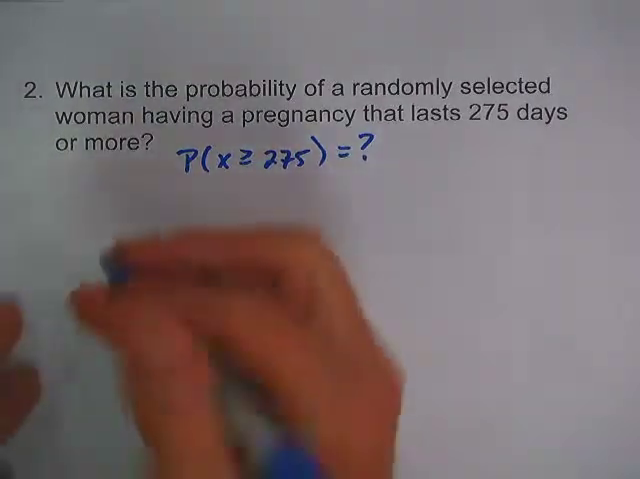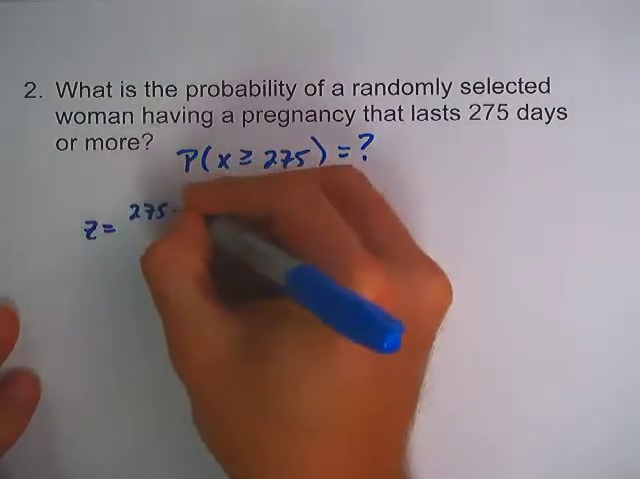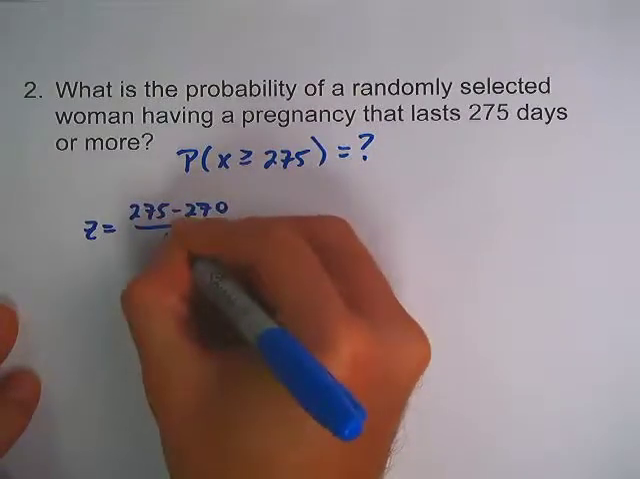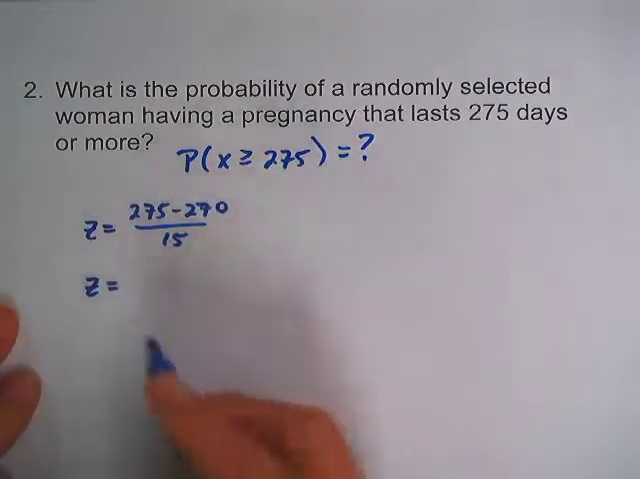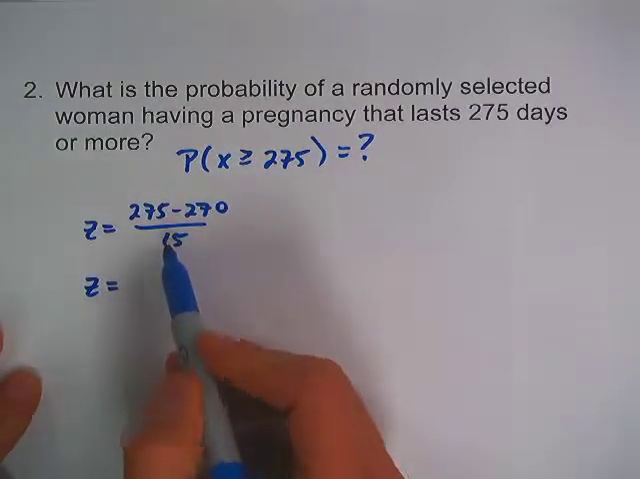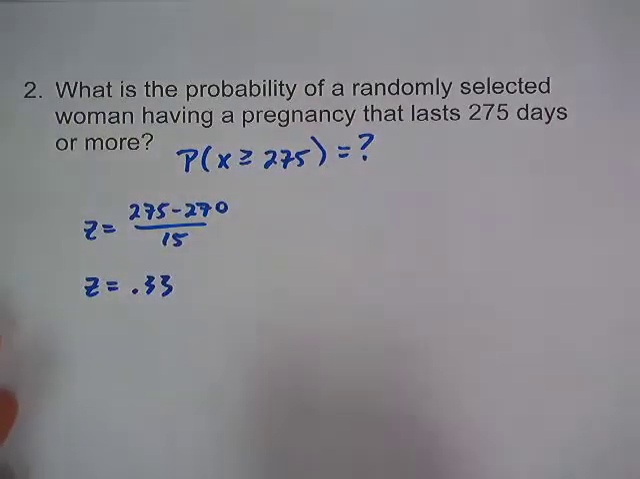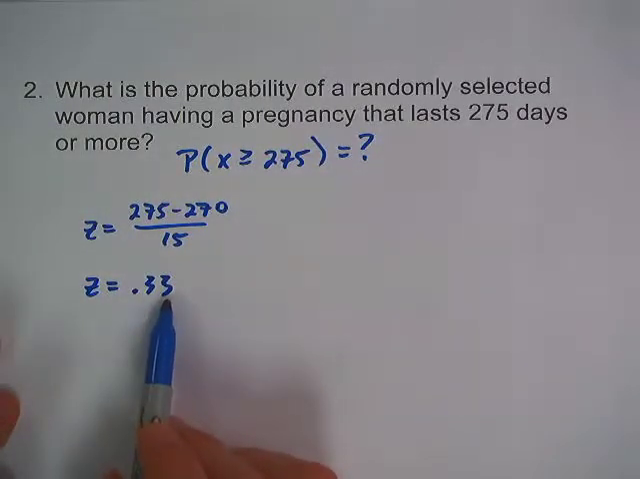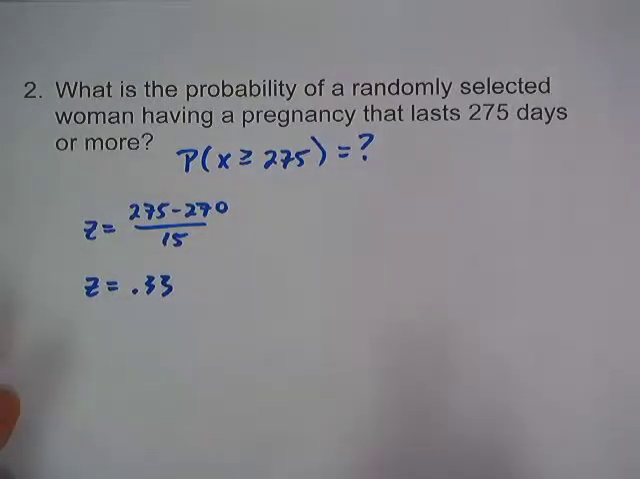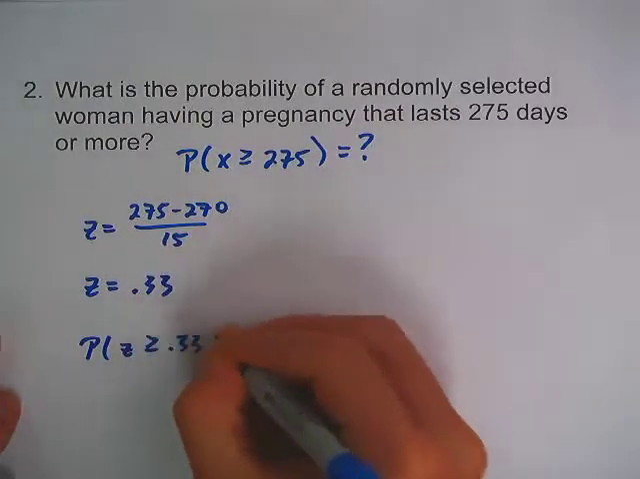All right, but let's still just calculate a z-score. So z equals 275 minus 270 over 15. Okay, and then this will end up being 5 on the top, 15 on the bottom, so that would reduce to about 1/3. So I'm going to estimate this to be about 0.33. Okay, I'm going to round it to the nearest hundredth, because that's what the z table will show. Okay, so let's consider this. So we're looking for now the probability that z is greater than or equal to 0.33.